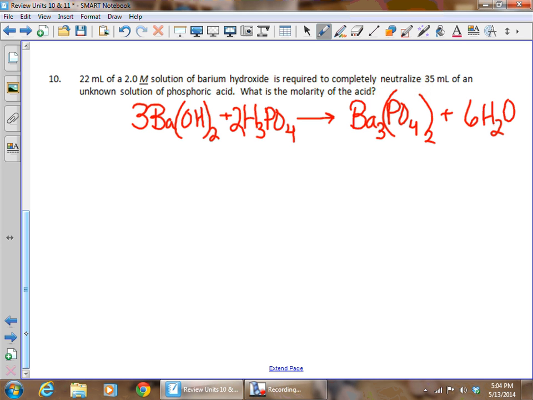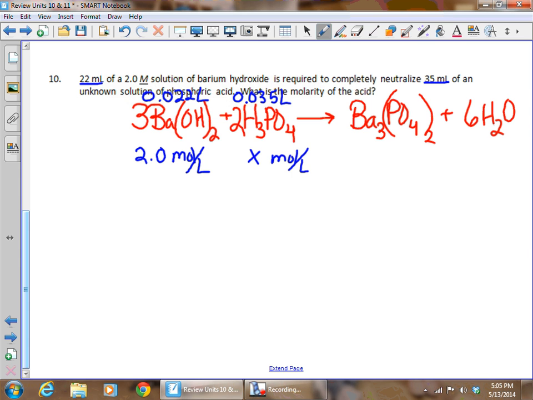So there's our balanced chemical equation. Filling in our values, remember our rules. All of these milliliter values need to be in liters in order for it to be easier to solve. So I'm going to put 0.022 liters over barium hydroxide and 0.035 liters over the phosphoric acid. It tells us that we have a 2.0 molar solution. Remember, we always want to label it as moles per liter when it's molarity, and we're trying to find moles per liter for the phosphoric acid.